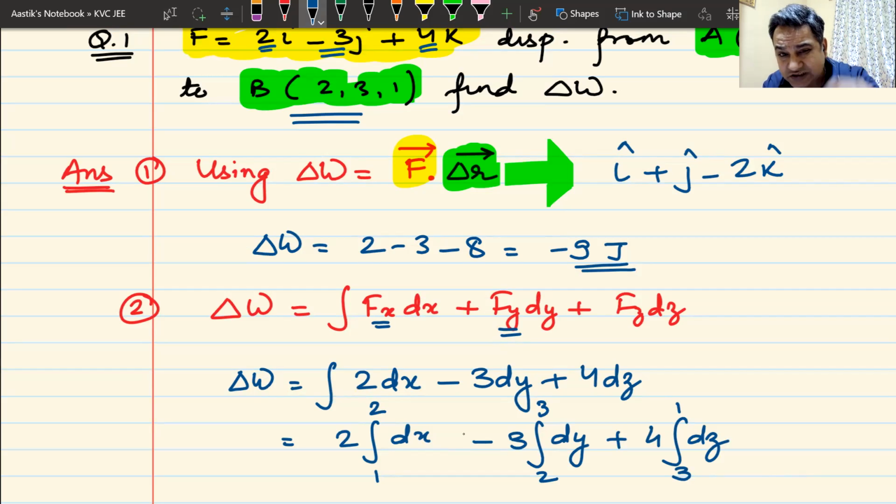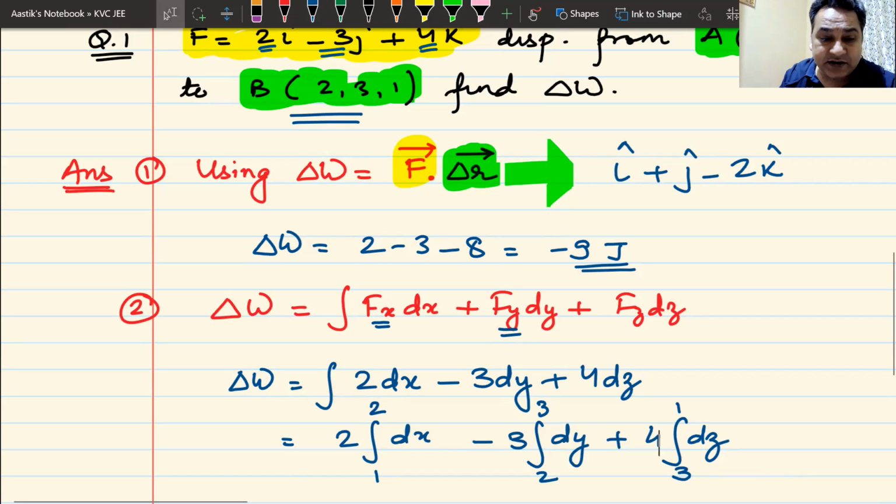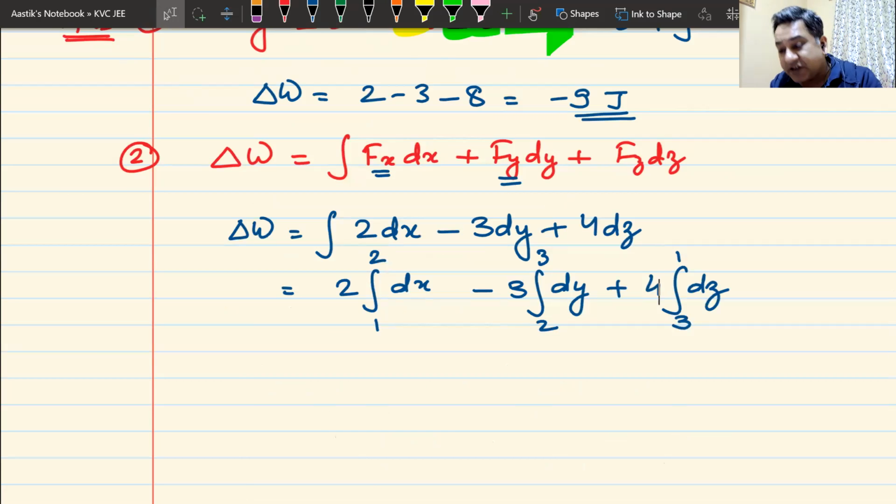Final position on x is 2, and so on. That is how I get the limit for the integral. Now you would be telling me, sir, this is a long method. Yes, I've told you already it is a long method, but this is the general method and this is how you need to do it.